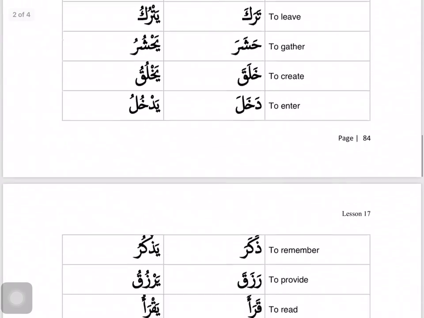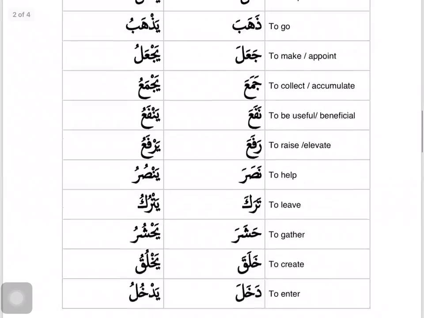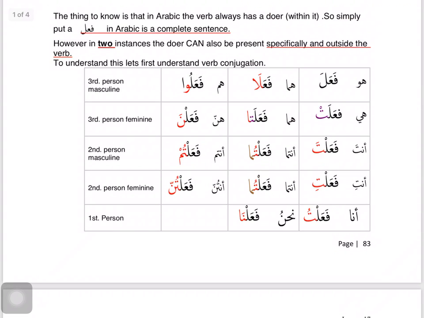Let's try another one. For instance, razaqa, and try and plug it in. Razaqa, razaqa, razaqu, razaqat, razaqata, razaqna, razaqta, razaqtuma, razaqtum, razaqti, razaqtuma, razaqtunna, razaqtu, razaqna.